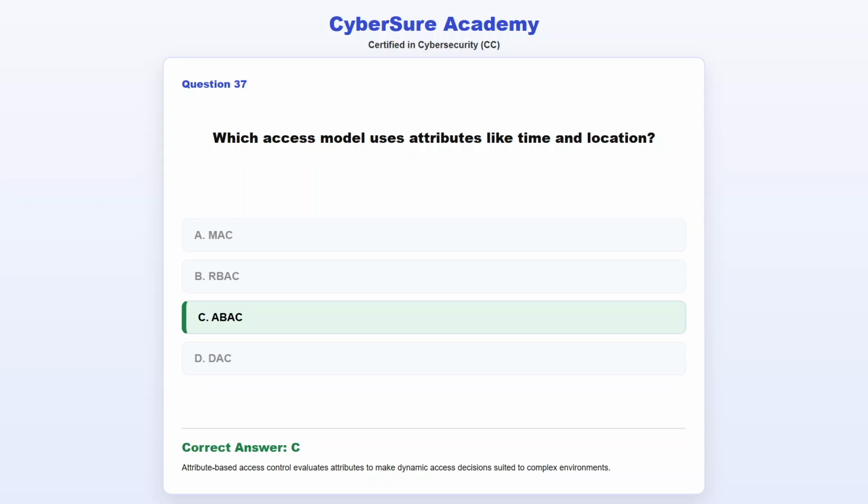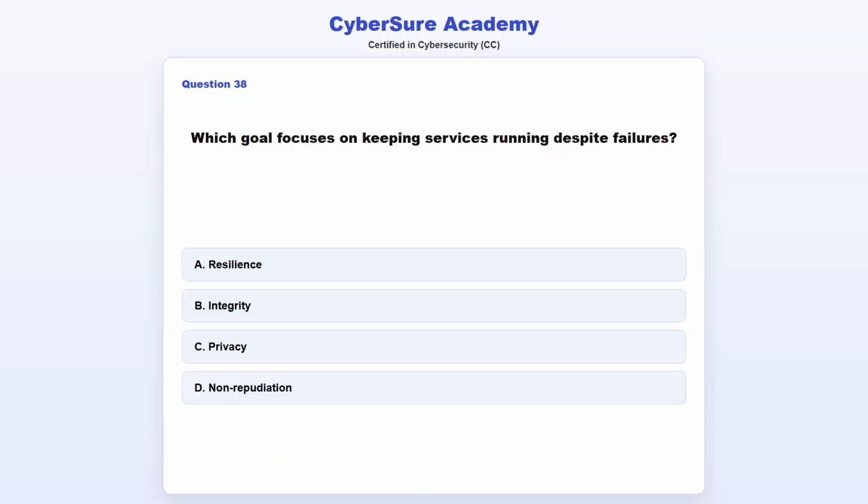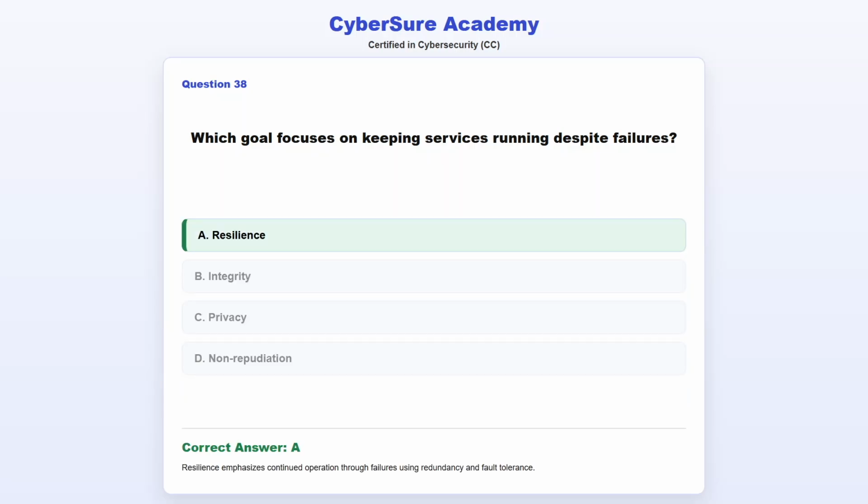Attribute-based access control evaluates attributes to make dynamic access decisions suited to complex environments. Question 38. Which goal focuses on keeping services running despite failures? A, resilience. B, integrity. C, privacy. D, non-repudiation. The correct answer to question 38 is A, resilience. Resilience emphasizes continued operation through failures using redundancy and fault tolerance.